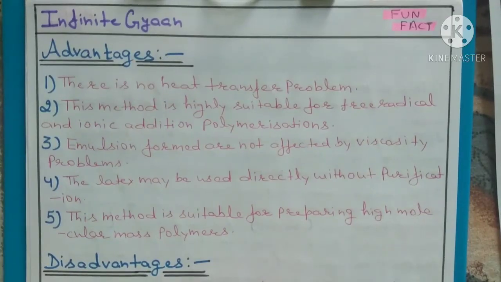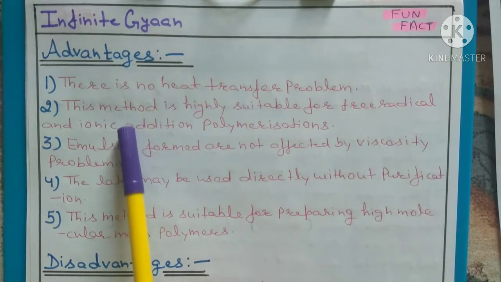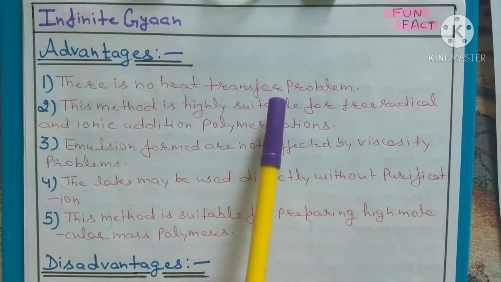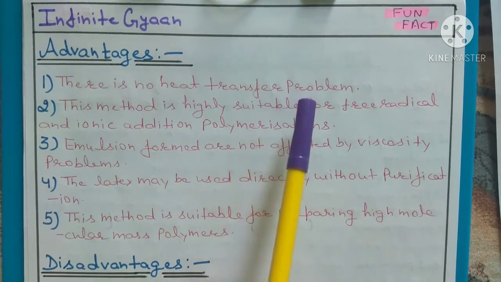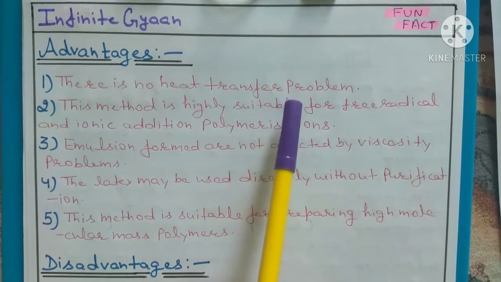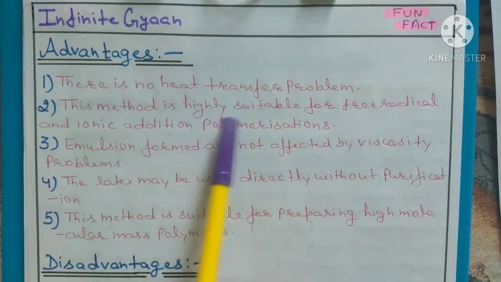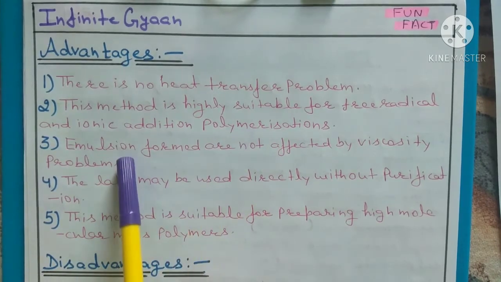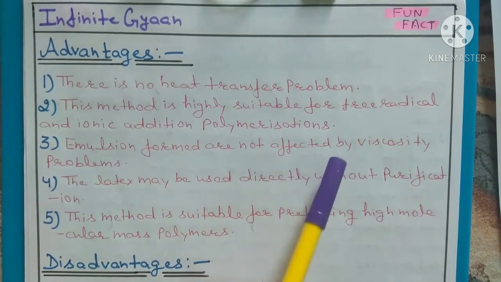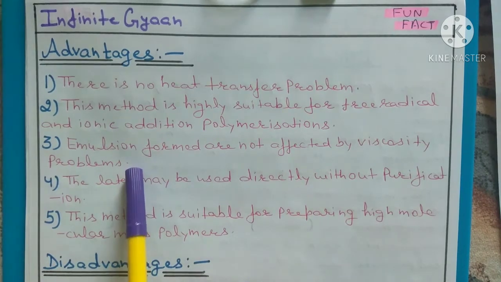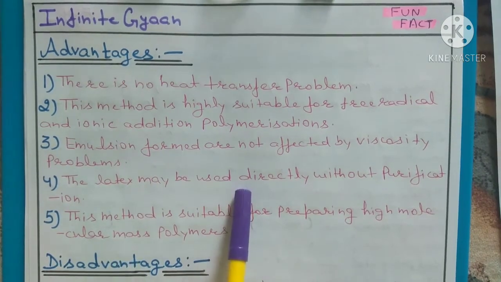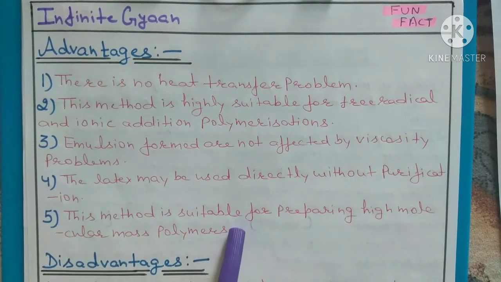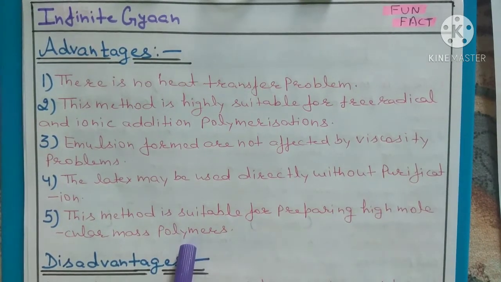Now here are some advantages of emulsion polymerization. There is no heat transfer problem as the reaction medium contains water, which helps in heat transfer. This method is highly suitable for free radical and ionic addition polymerizations. Emulsions formed are not affected by viscosity problems. The latex may be used directly without purification. This method is suitable for preparing high molecular mass polymers.